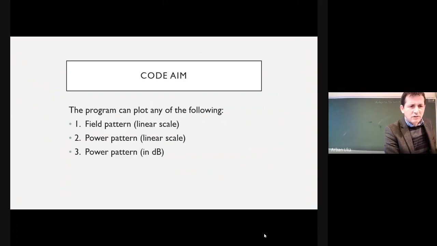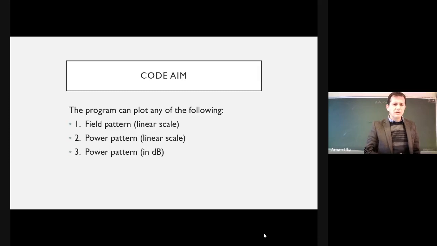With these codes, you can draw the field pattern, which will be in the linear scale, and the power pattern, since the power is always proportional to the electric field squared. So the first one is the projection of the magnitude of the electric field E. The second one is the square of E, so it is E squared. And then the third option is the power pattern, which is the same as the second one, but now in decibel.